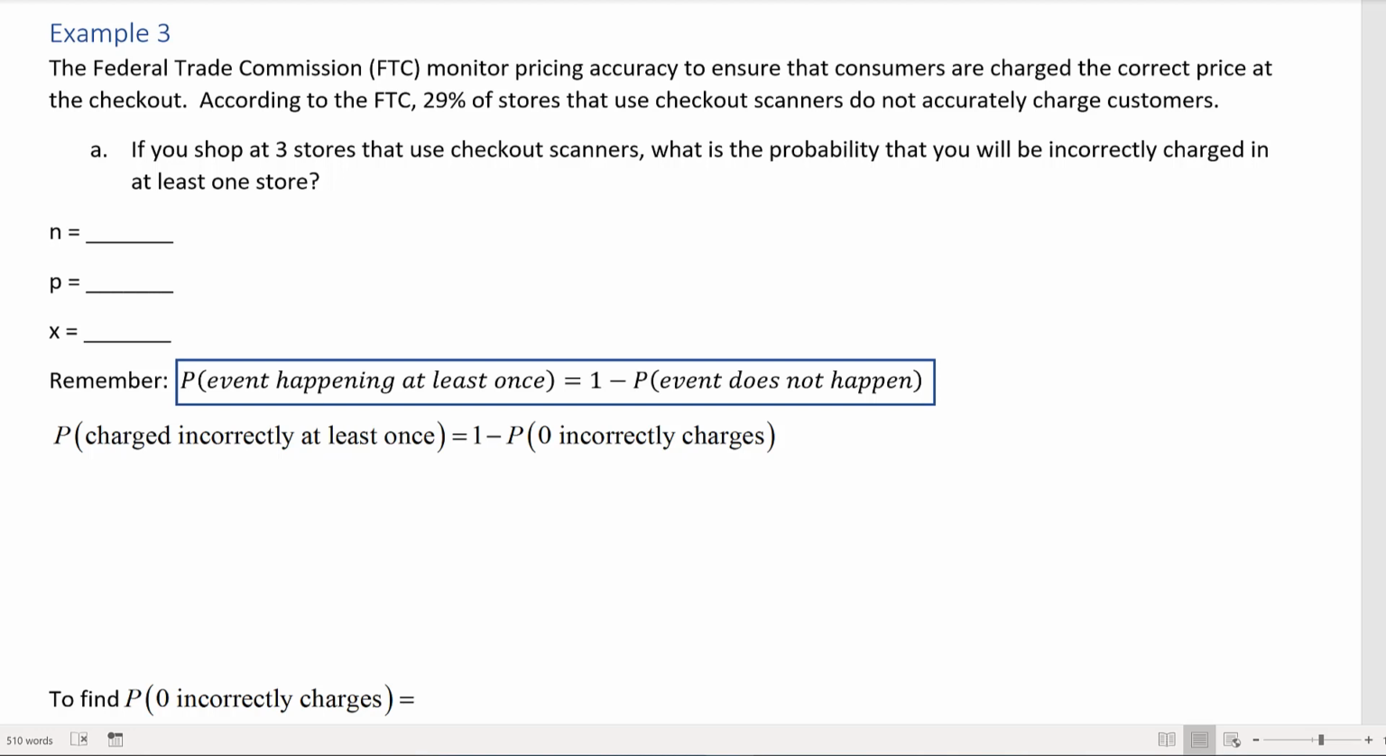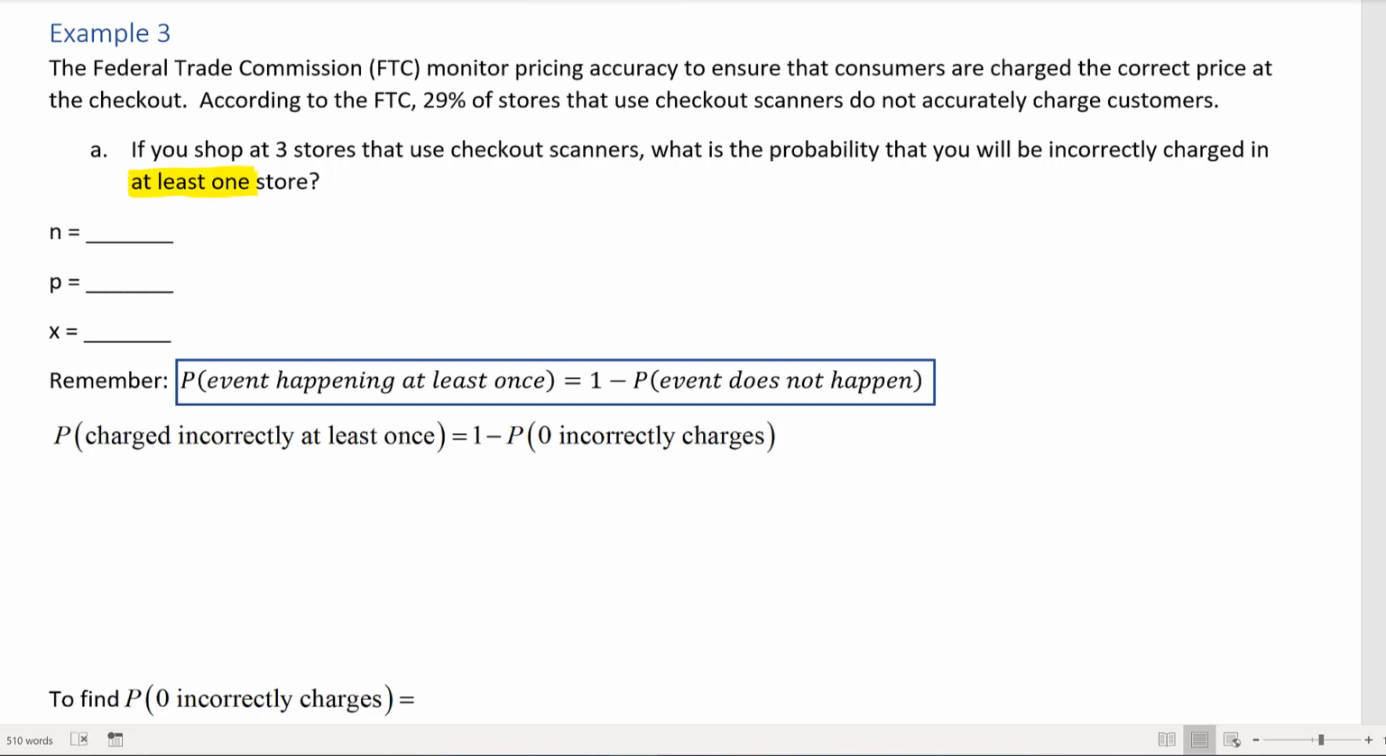For our next example, the Federal Trade Commission, or FTC, monitors pricing accuracy to ensure that consumers are charged the correct price at the checkout. According to the FTC, 29% of stores that use checkout scanners do not accurately charge customers. So if you shop at 3 stores that use checkout scanners, what is the probability that you will be incorrectly charged at least one store? So this one is a little bit more difficult than the last one because of this word "at least one."